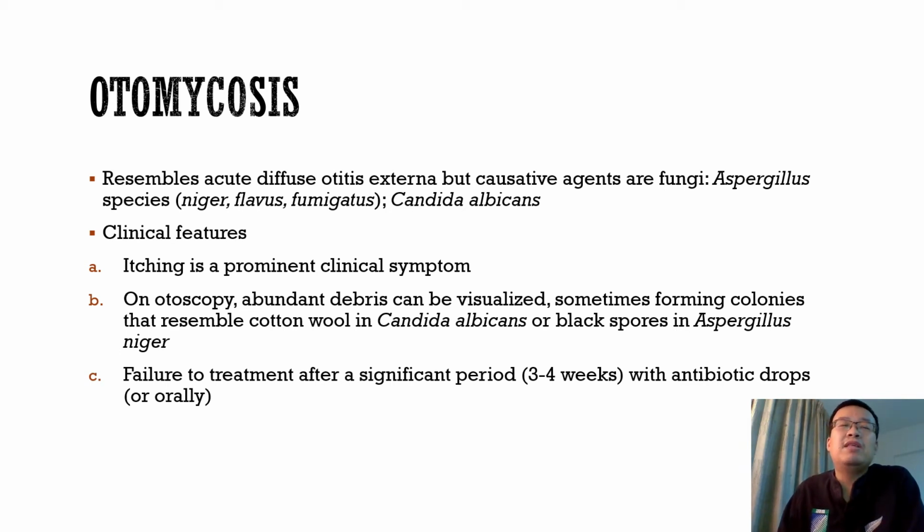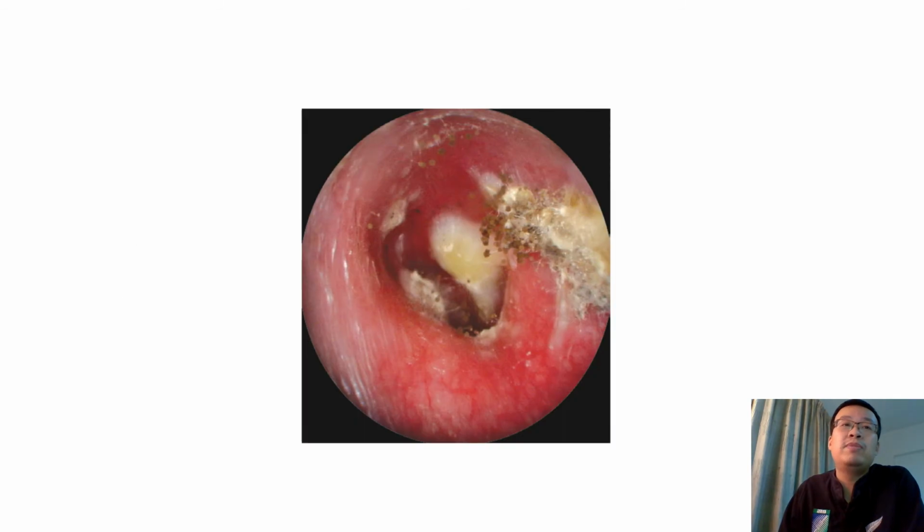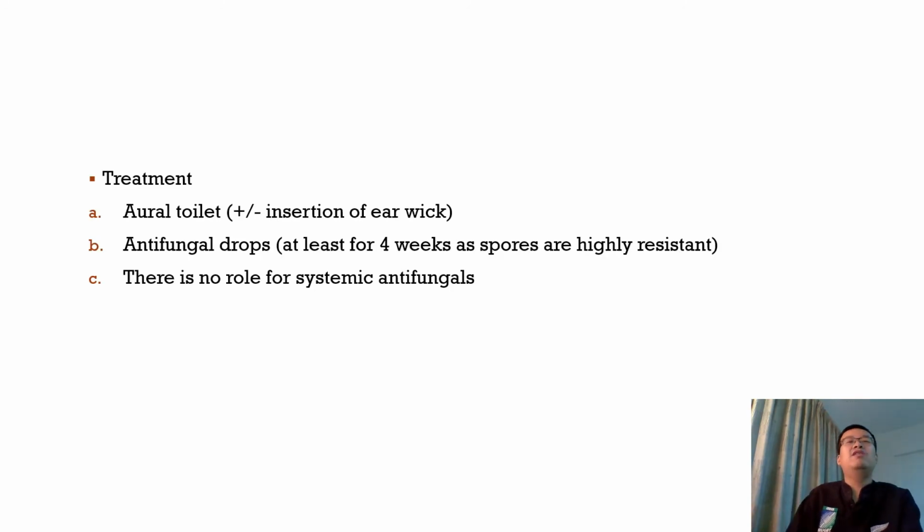Now, what happens is otomycosis may occur due to chronic usage of antibiotic eardrops, or you may suspect it happened because of failure of treatment over a significant period, between 3 to 4 weeks, of antibiotic eardrops. You can see the fungal spores quite clearly, so this is definitely otomycosis. Treatment-wise: aural toileting, insertion of an ear wick, and antifungal drops for at least 4 weeks because the spores are highly resistant. There is no role for systemic antifungals.